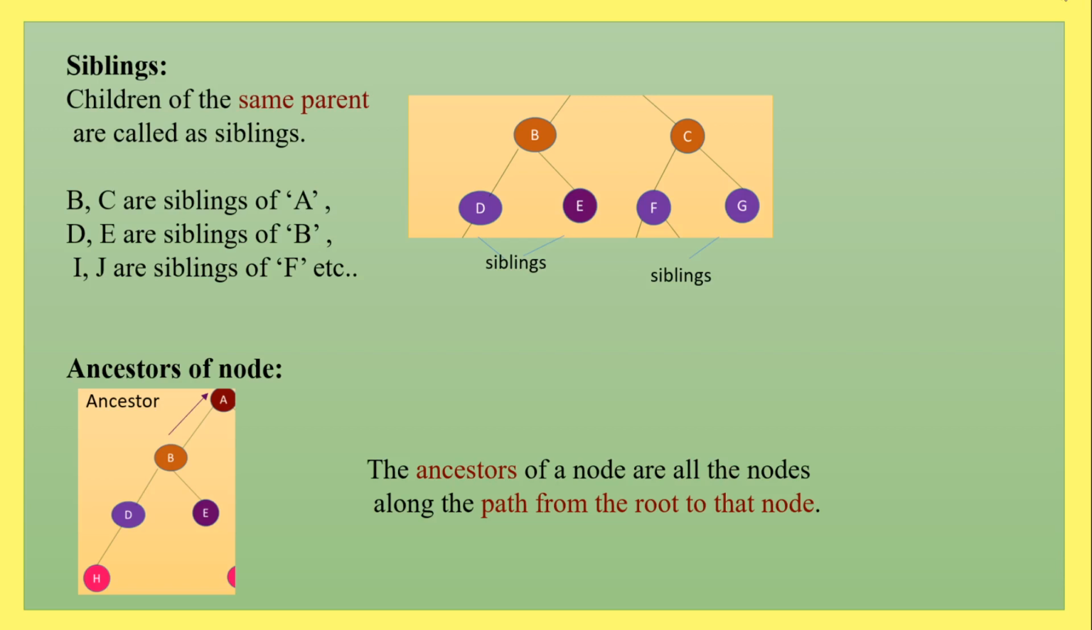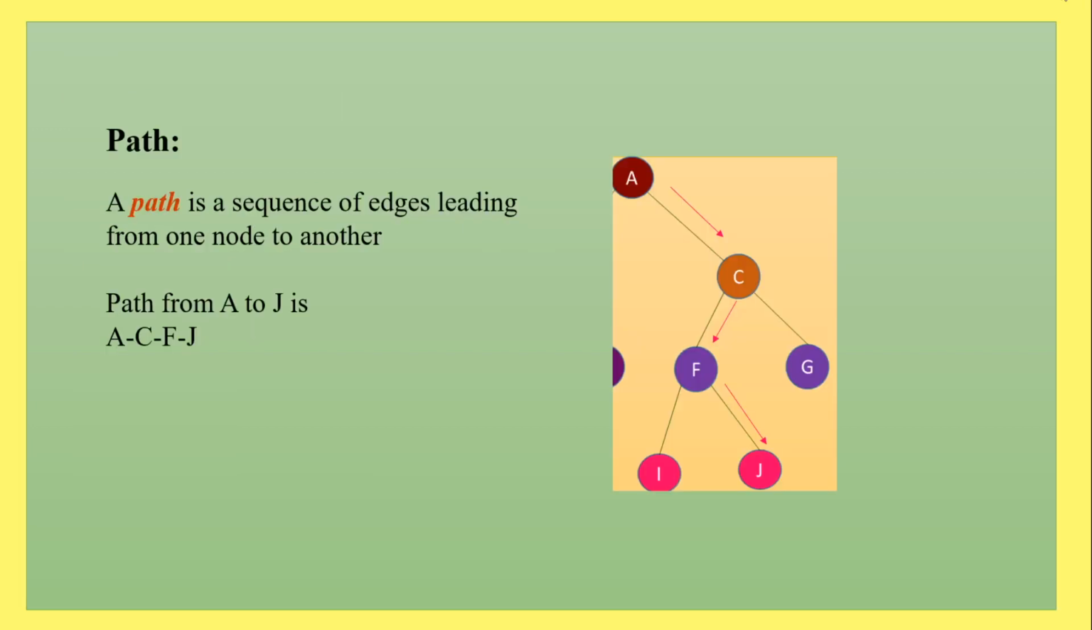This is called the ancestor of a node. Path. A path is a sequence of edges leading from one node to another node. If we want to travel from source to destination, here I want to traverse the tree from A node to J node. Then the path, how we access that J node from A, is A to C, C to F, F to J.